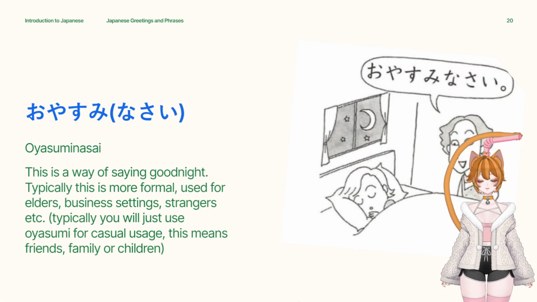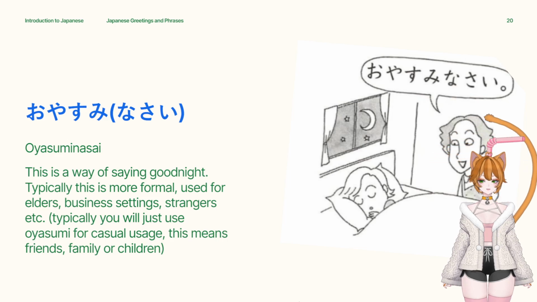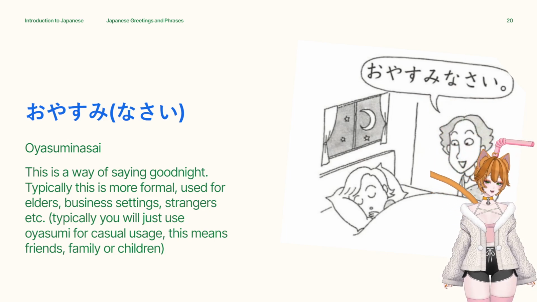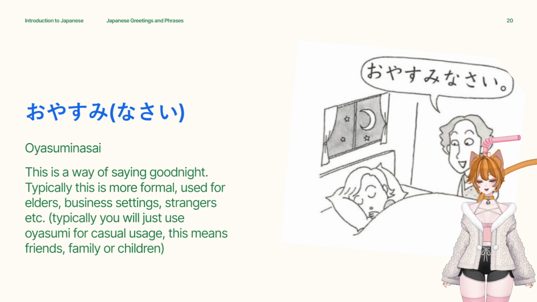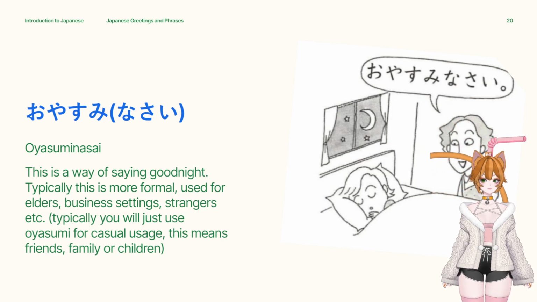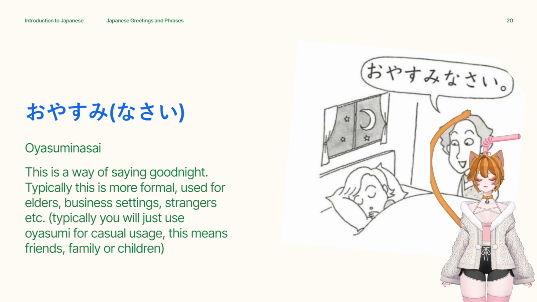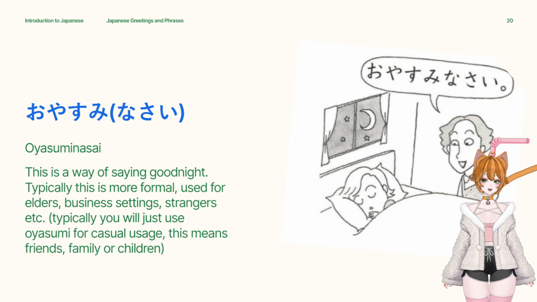Alright, our next one. Oyasumi nasai. Oyasumi nasai is a way of saying goodnight. But this is also more formal, used for strangers, elders, business settings, whatever you may have. So like, I'm leaving work at night. Oyasumi nasai. But typically, if you're just with your family, small children, or close friends, you say oyasumi. That's why nasai is in parentheses there. Oyasumi is a more casual way of saying goodnight.